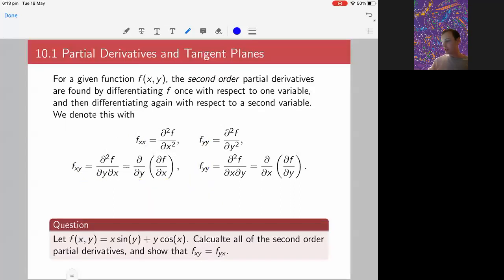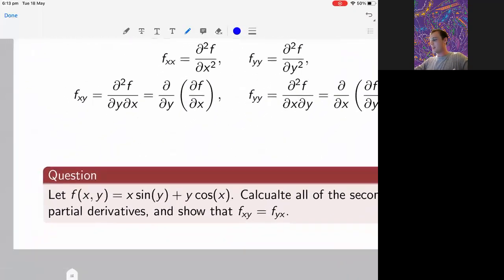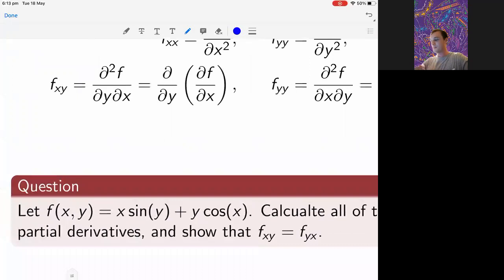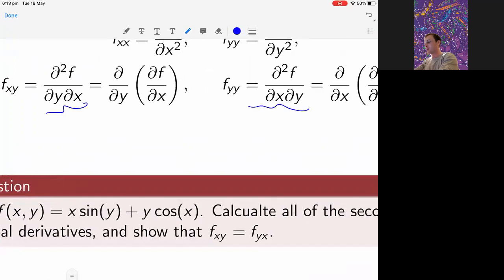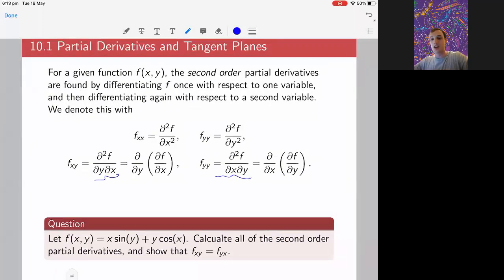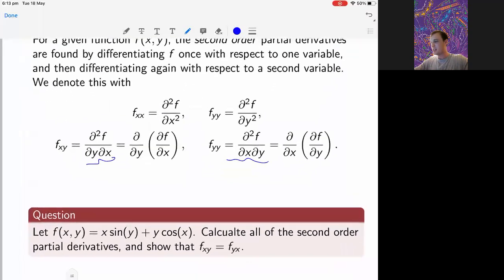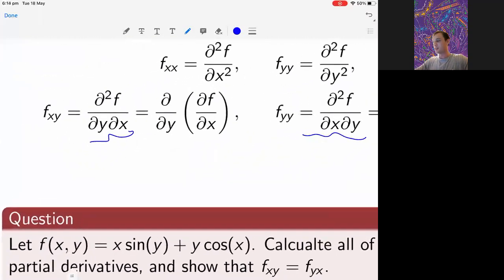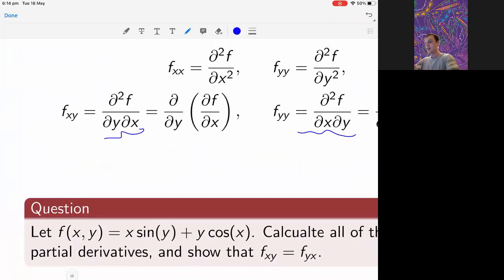Now, question: let f of xy equal x times sine of y plus y times cosine of x. Calculate all of the second order partial derivatives and show that f of xy is equal to f of yx. So what this is asking you to do is to show that these two things are actually the same. It doesn't matter whether you differentiate with respect to y first, or if you differentiate with respect to x first, you're going to get the same result. And even though I haven't included this computation in the slides, I suppose we may as well do it.